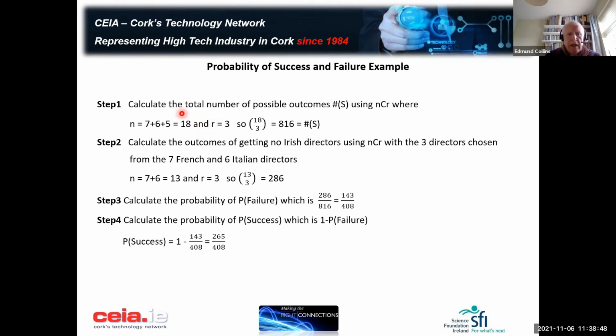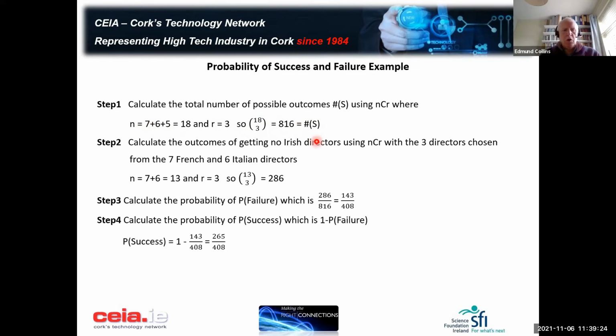Step 1, calculate the total number of possible outcomes, sample space, using NCR, where n in this case is equal to 7 plus 6 plus 5 equals 18, and we want 3 directors, so that's why R equals 3. So this is 18 C 3. Working that out gives us 816, which is our total number of possible outcomes, 816. So that's the first step.